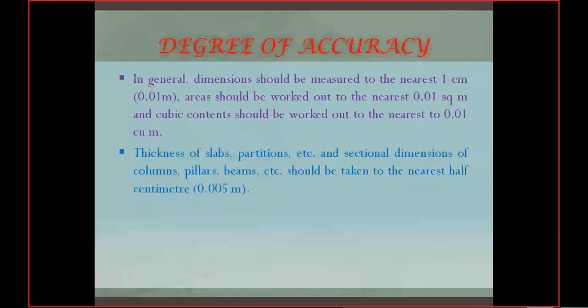Remember that for length, up to 1 centimeter; for area, up to 0.01 square meter; and for cubic contents, up to 0.01 cubic meter.